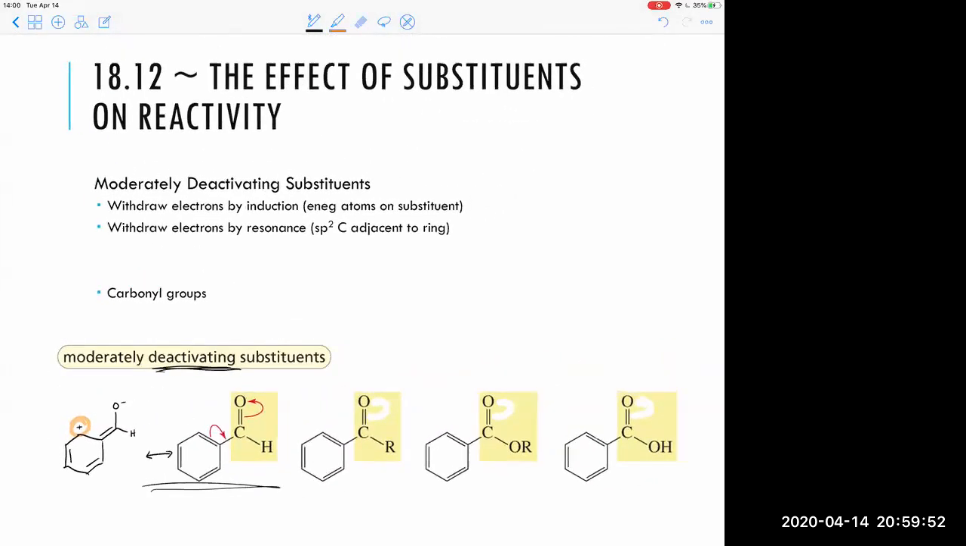All right, so any of the carbonyl groups located directly next to the ring will have that same effect. These are going to be our moderately deactivating groups.